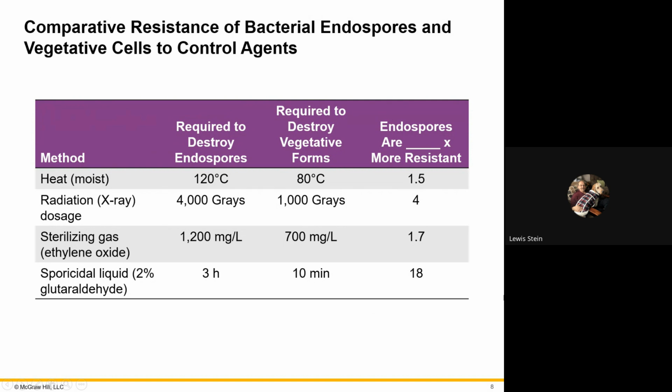Another useful chart. Moist heat. 120 degrees, I'll tell you the actual number for endospores. Only 80 degrees. Remember we did that water bath experiment? Why that is somewhat inaccurate. You probably should crank it up another 5 degrees because there's enough variation.